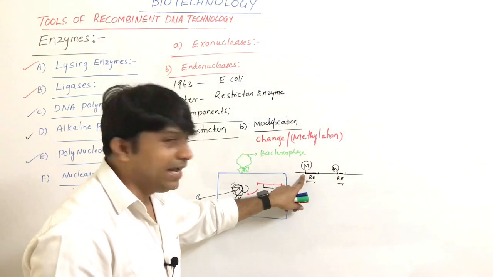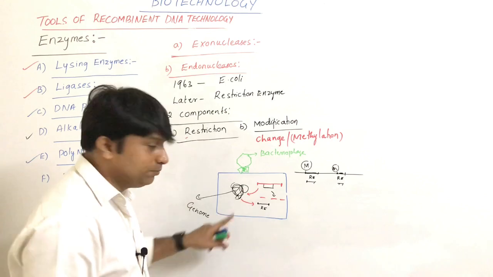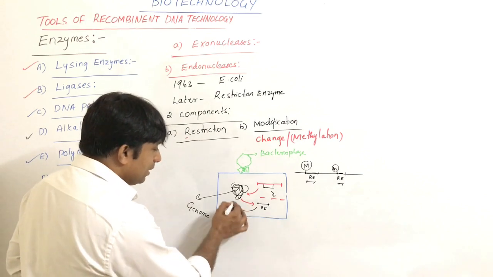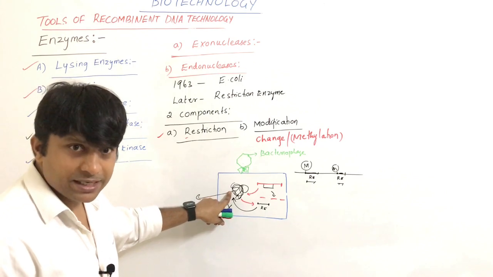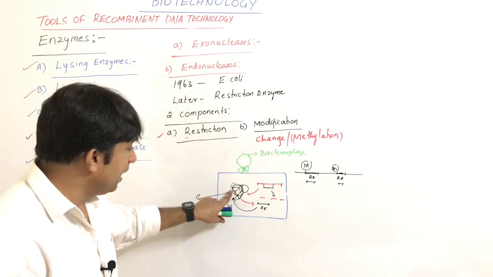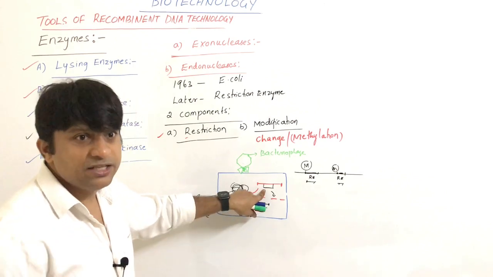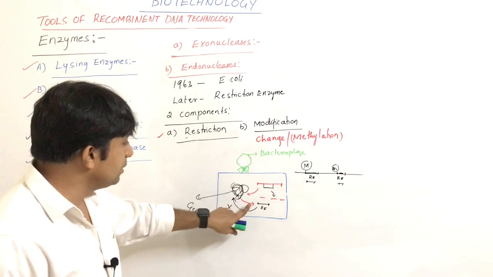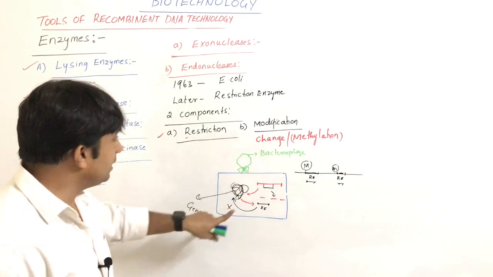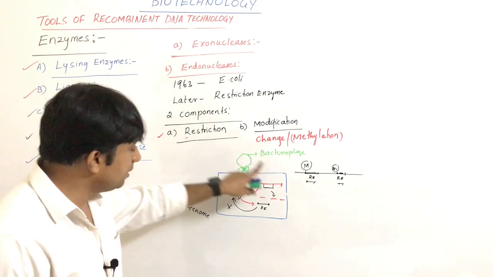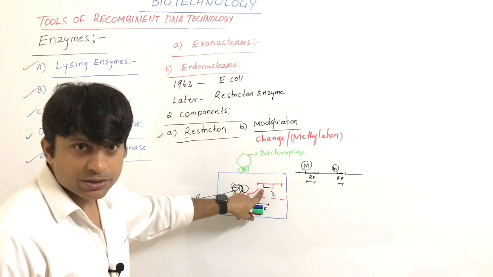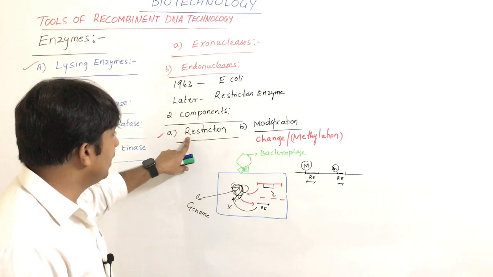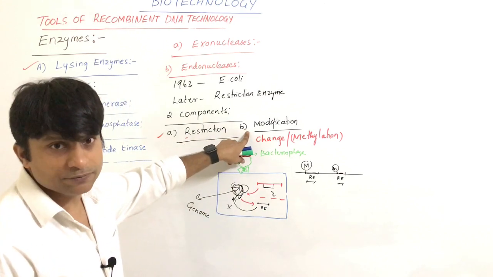When it is methylated on the bacterial genome, this restriction enzyme does not recognize the sequence on the bacterial cells and it won't cleave, and it will cleave only the phage genome. So this is a protective mechanism that is developed in the bacteria, in prokaryotes, against the bacteriophages. So this is what you call restriction and modification.